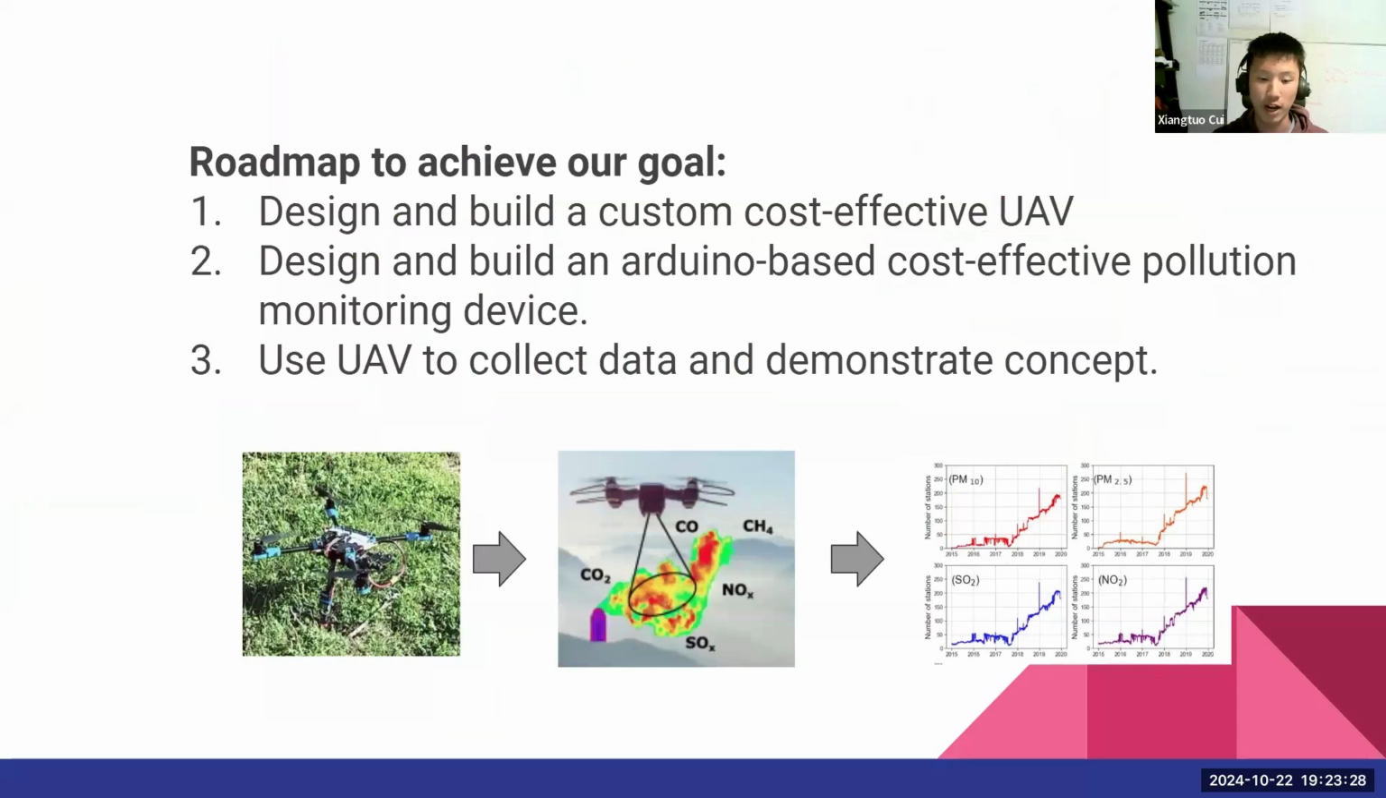This was our roadmap for how we designed and built a drone. So first, we built a low-cost UAV that is both stable and powerful enough to carry additional sensors. Next, we developed a cost-effective pollution monitoring device based on Arduino-based sensors in parallel with the UAV. And we are now preparing to test this device by exposing it to precise concentrations of gases in controlled lab environments. And finally, we will integrate the pollution sensors with the original drone chassis and demonstrate our proof of concept by conducting a flight.